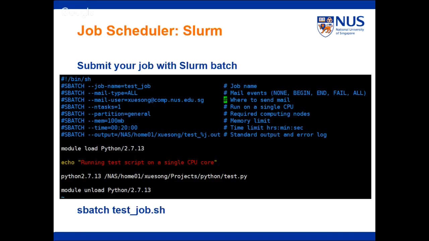Then ntasks means how many tasks you want to perform on a CPU. If you set it to 1, that means I want to run 1 task on each CPU, which in turn means you just need 1 CPU, right?